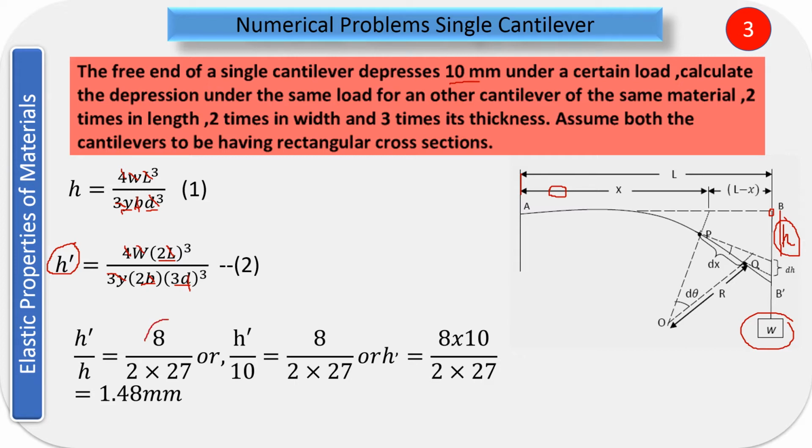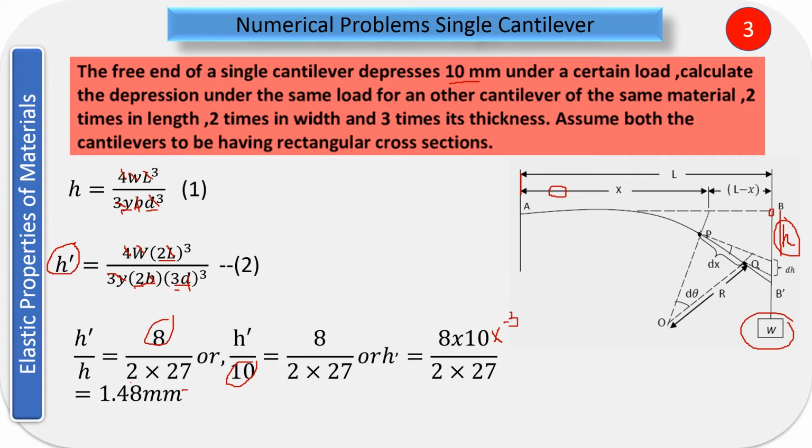So what is left? 2 cube. 2 cube is nothing, this is 8. Then here this value is 2. So that value of the 2, and 3 cube will equal 27. So what we can say, H dash upon H, the value of H is given how much? 10 millimeter. So 10 into 10 to the minus 3. Here I should have written 10 to the minus 3. So this is 10 millimeter.